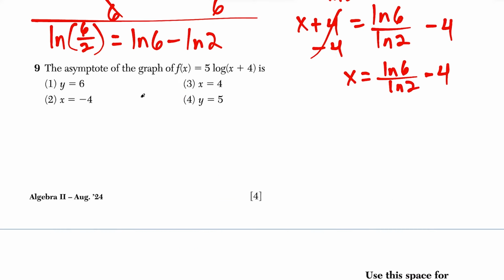Question 9, the asymptote of the graph of f of x equals 5 log of x plus 4 is... And for this one, since we have a linear factor on the inside, what we could do is just set the inside to be equal to 0.